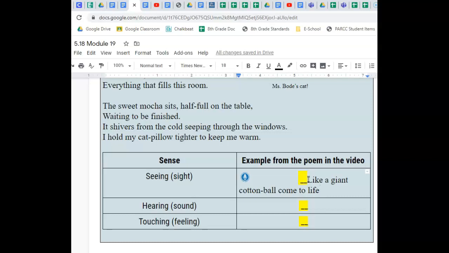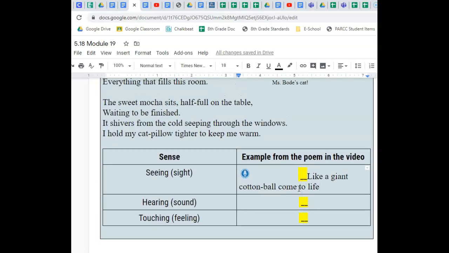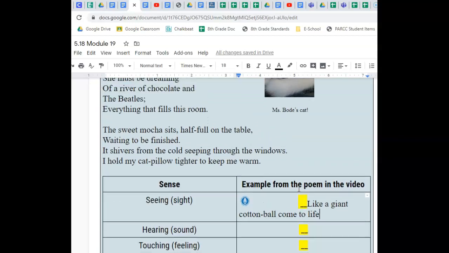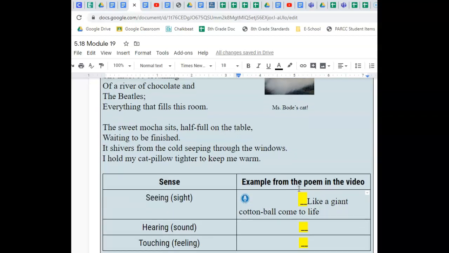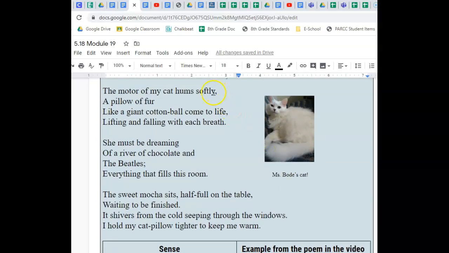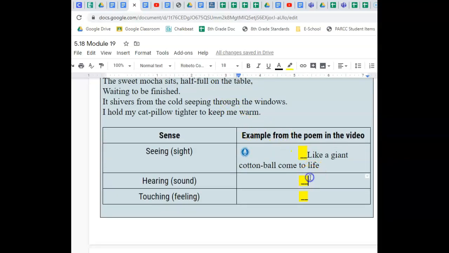And ultimately, this can relate to the theme of the story, based on what the description of the cat is in terms of that sight. Second, another example could be sound of imagery. And when I think back to the poem, I think of that first line, where the author's talking about how the cat hums softly, like a motor. So this is an example of sound that you could use that represents imagery.